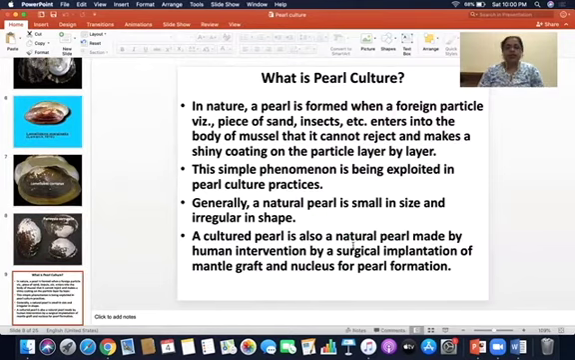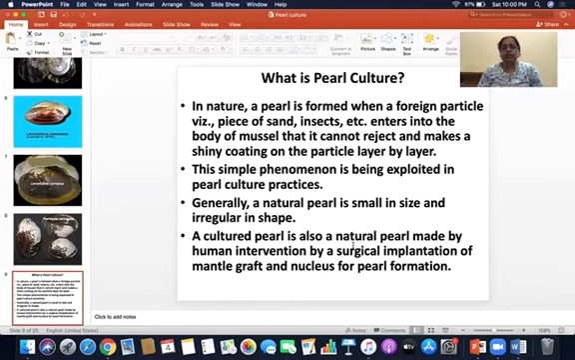Now, what is pearl culture? In nature, a pearl is formed when a foreign particle, namely a piece of sand or insects or some debris, enters into the body of the mussel that it cannot reject, and therefore, to prevent itself from being irritated, it suppresses the stimulus caused by this unwanted object by depositing a shiny coating on that particle layer by layer. This simple phenomenon is exploited in pearl culture practices.